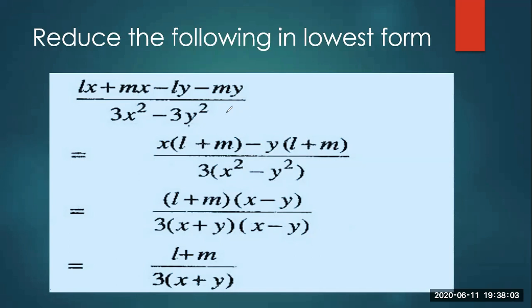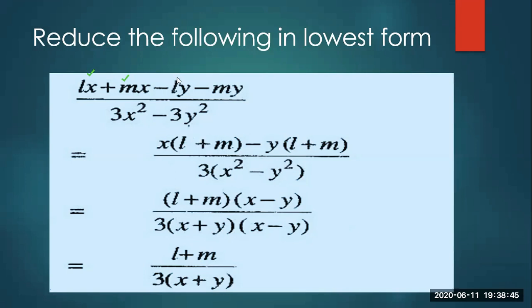So let's have a look at the numerator first: Lx plus mx minus ly minus my. We'll take the first two algebraic terms and take common. We'll see what is common. We'll see the common variables. So the common variable in the first two algebraic terms is x. So we'll take x as common. What is left behind, we will write it into the brackets. L plus m is left behind, so we'll write it into the bracket.